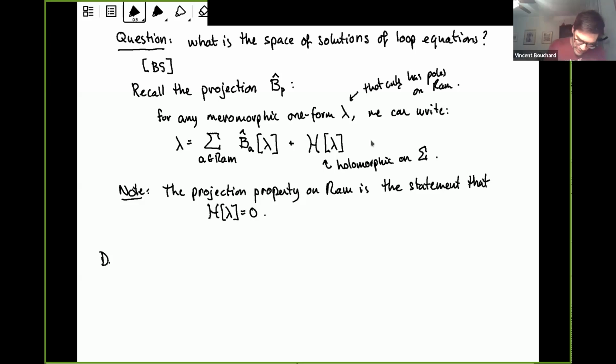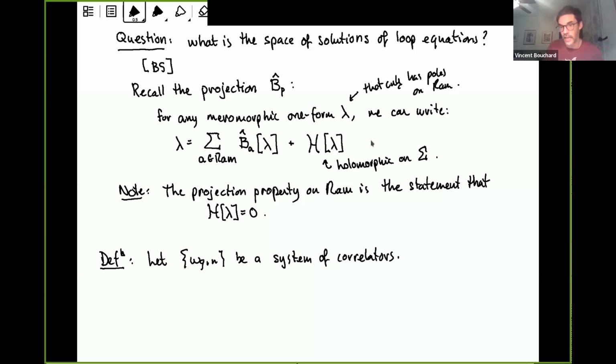Okay, so we're going to define here what we call the blobs. Let omega g,n be a system of correlators. Now, I'm not going to assume anything more than the fact that it's a system of correlators. So in other words, we know that the omega g,n have only poles at the ramification points for 2g minus 2 plus n greater than 0. So we're going to call the blobs, a name introduced in that paper of Borot and Shadrin, the purely holomorphic part of those, using the projection B hat that is defined by the spectral curve.